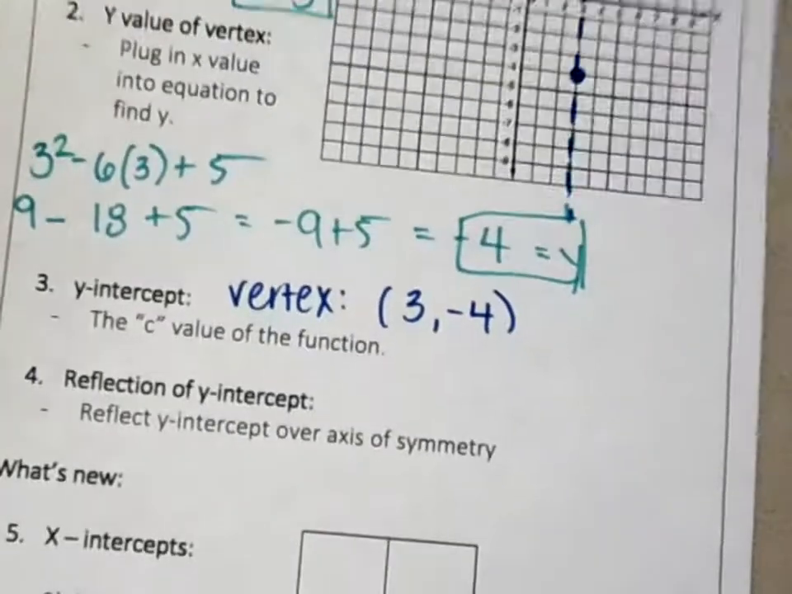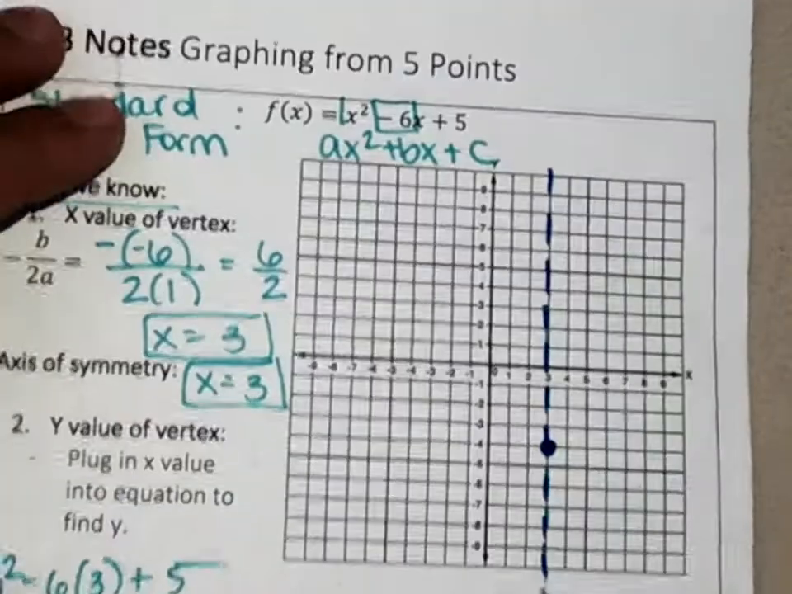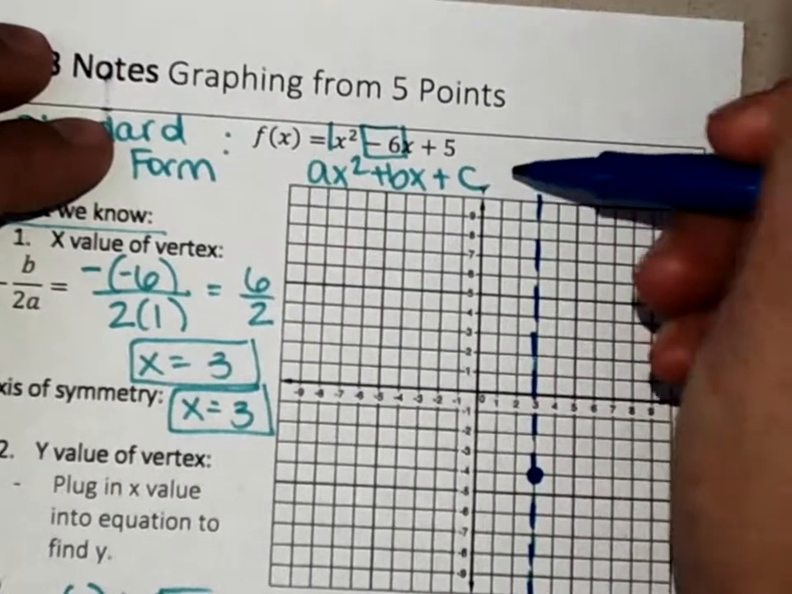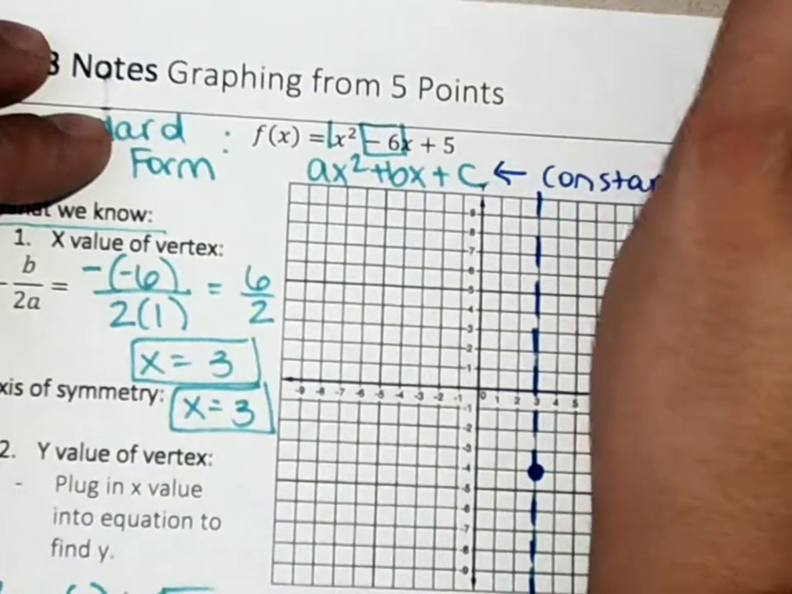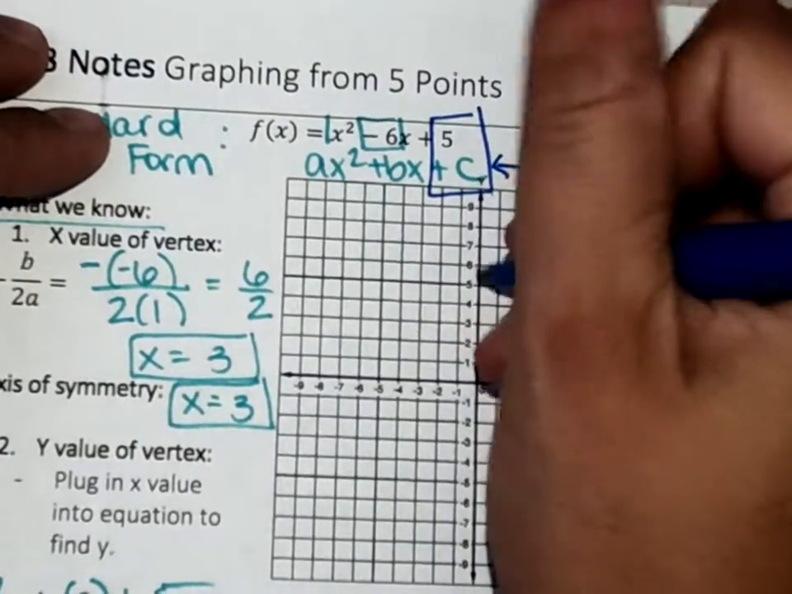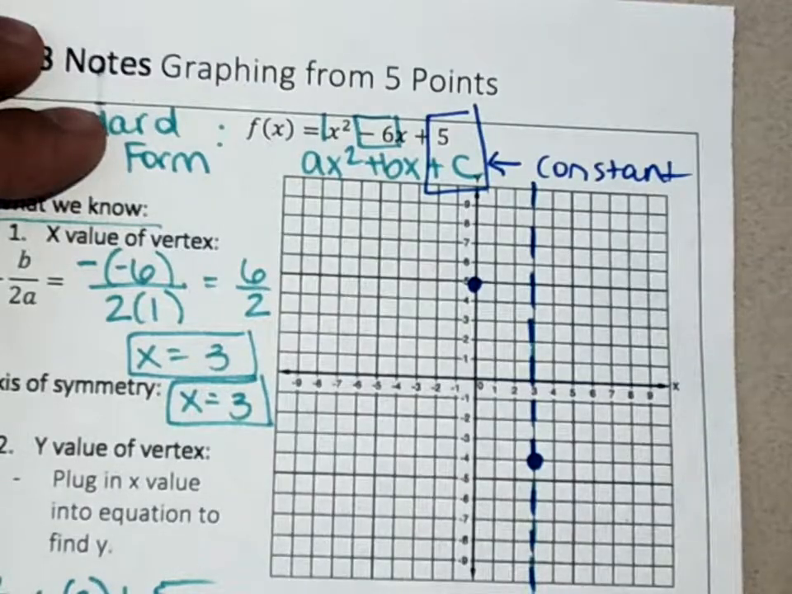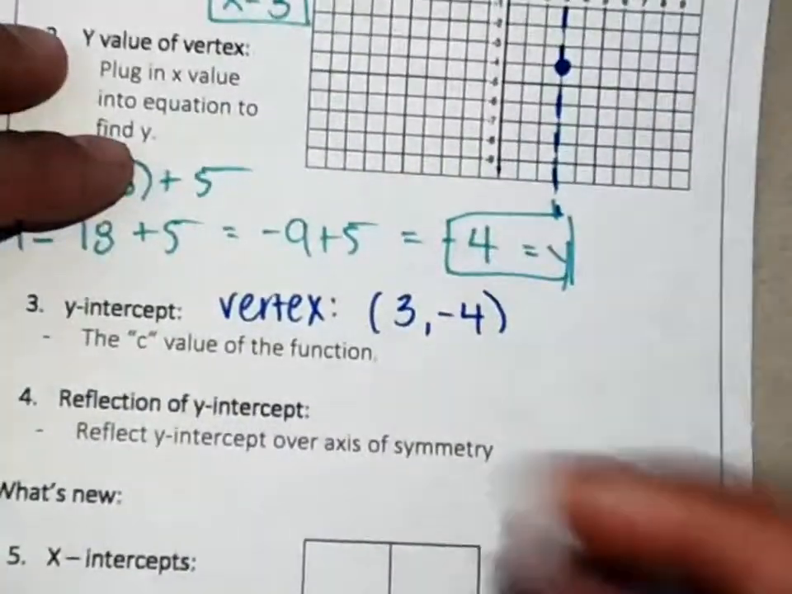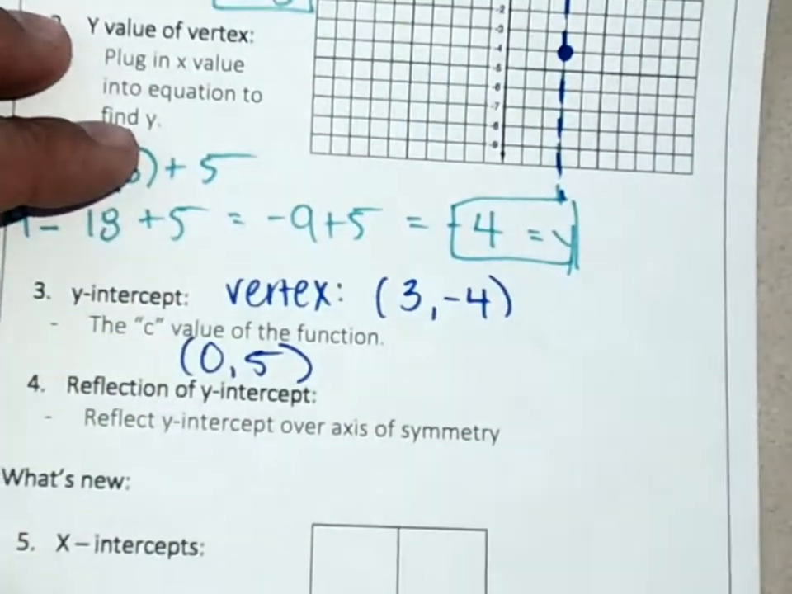Our third point is to find the y-intercept. Remember, the c value of the function is the y-intercept. C is the constant, which is the number by itself. 5 is our constant, so we are going to put a point on 5 for the y-intercept. And that would be the coordinate.